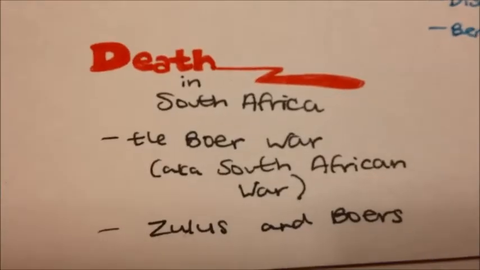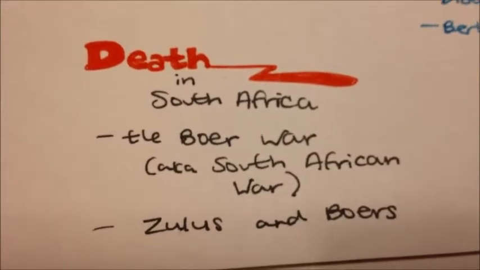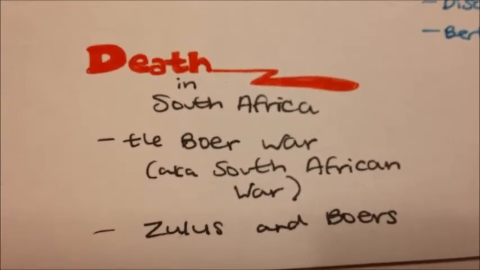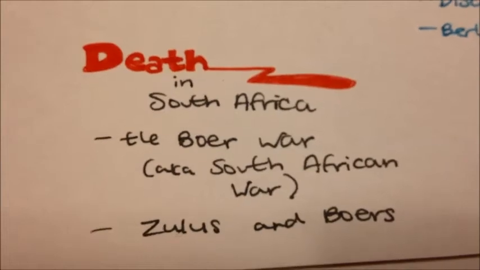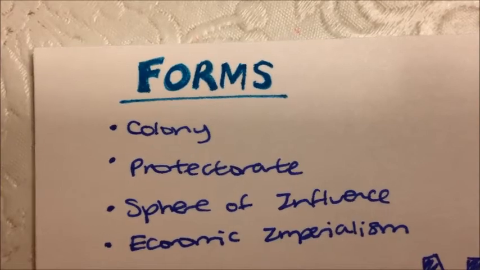The price of imperialism was death. This definitely happened in South Africa, where clashes over the resources with local people like the Zulus and Boers led to the Boer War. Now, imperialism can take many forms.